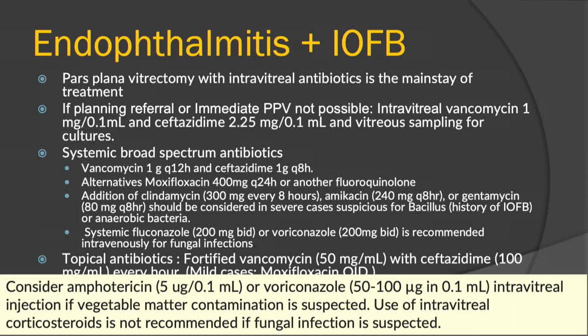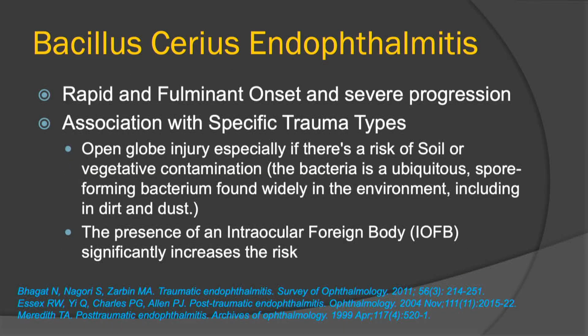Then addition of clindamycin 300 mg every 8 hours and amikacin or gentamicin should be considered in severe suspicious cases of Bacillus, that is, the history of IOFB, as we already told, or anaerobic bacteria. And systemic fluconazole or voriconazole is recommended intravenously for fungal infections. Then topical antibiotics, and of course you should consider amphotericin or voriconazole intravitreal injection if vegetable matter contamination is suspected. Intravitreal steroids we generally withhold, especially if a fungal organism is suspected.